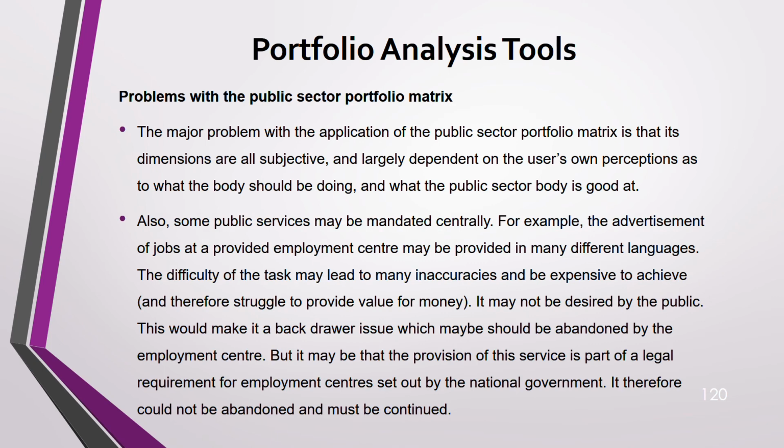Next, some public services are mandated centrally. You cannot remove them. One example is advertisement of jobs provided at the employment sector, which may be provided in many different languages. There's a difficulty in doing this task. Because it's difficult, it might lead to inaccuracy, and it's expensive to achieve. That means you are struggling to provide value for money. Here, you cannot give value for money by giving the service.